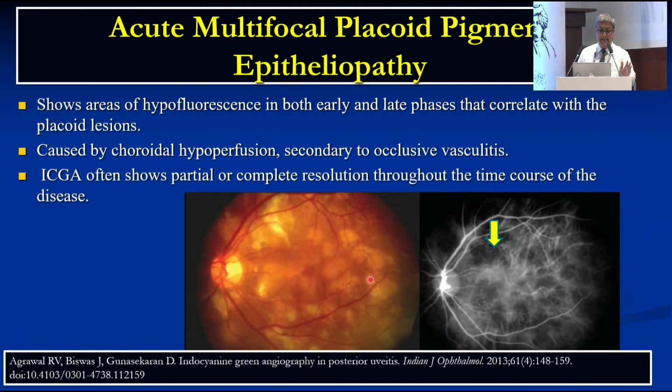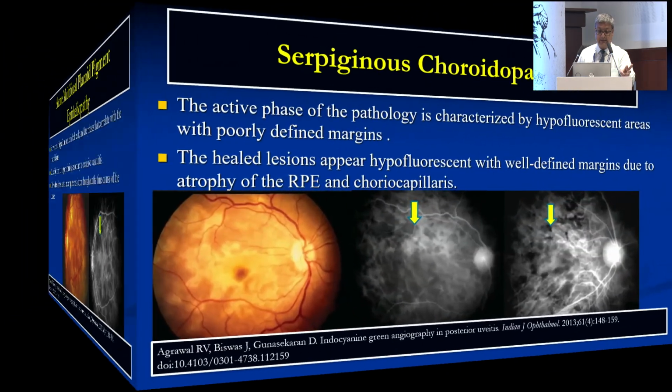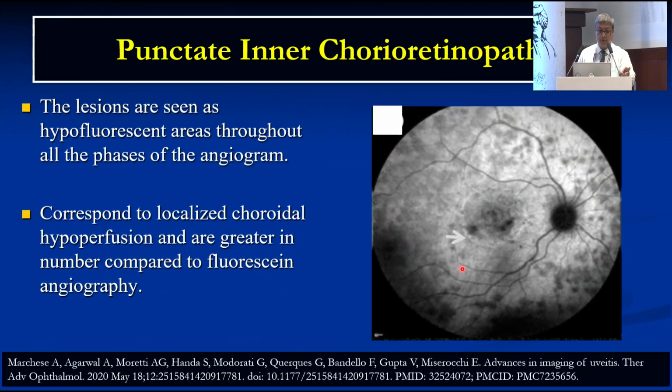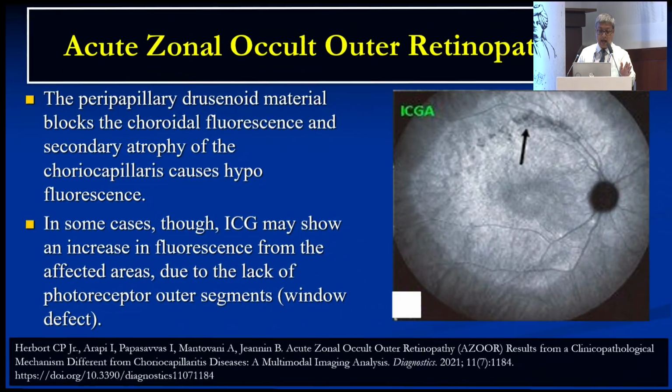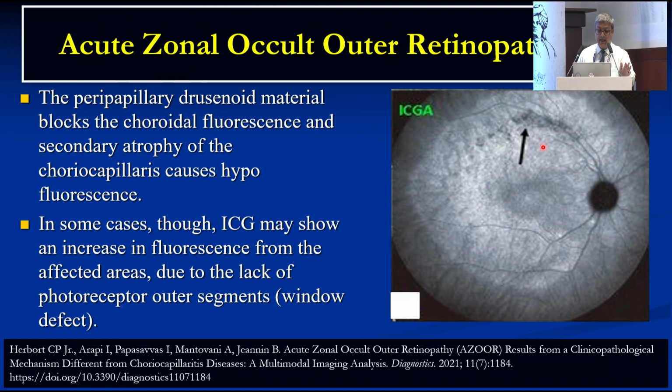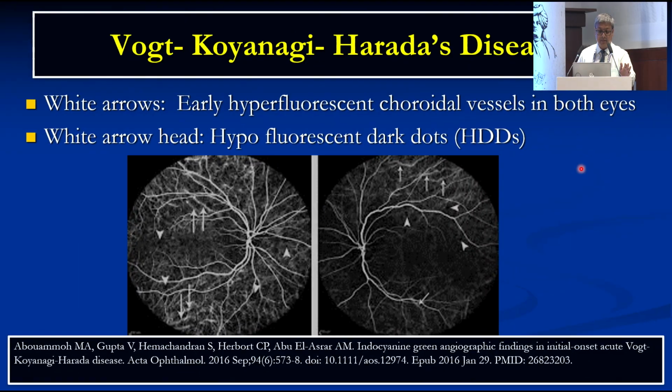These are examples of AMPPE, where a lot of hypofluorescent lesions are seen in ICG. Punctate inner choroidopathy, again the same, hypofluorescent lesions in the ICG. AZOOR, again the same, we can detect the AZOOR lesion in ICG.